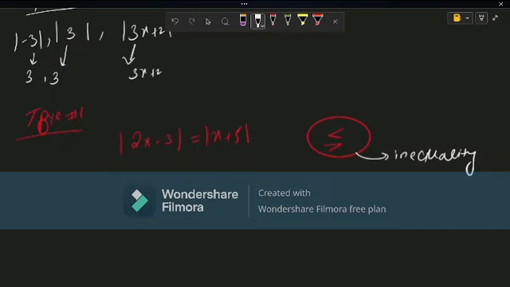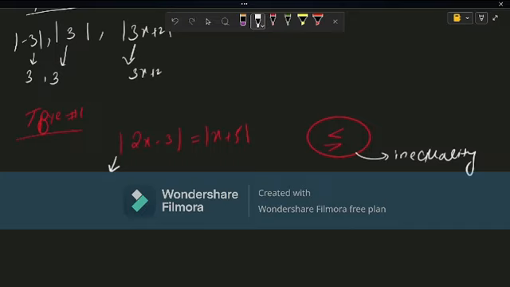So I can see this equation involves mod of 2x minus 3, which is equals to mod of x plus 5, and on both sides, either left hand side or right hand side, they contain the mod sign. So you can solve this question by using two methods. I'm telling you the first method, and the second method also I will guide you.